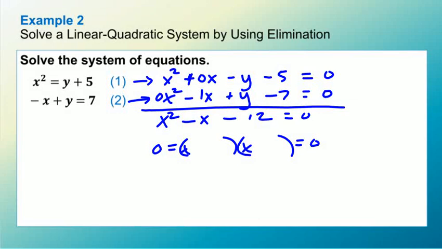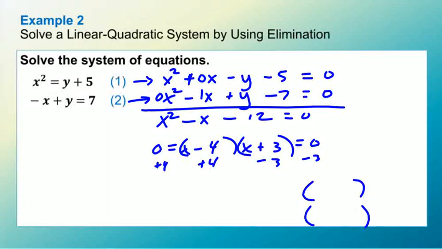What do I multiply to get negative 12, but add together gives me negative 1? That would be a negative 4 and a positive 3. If I add 4 and subtract 3, I have my two ordered pairs for my x's. So x can be a 4 and x can be a negative 3.